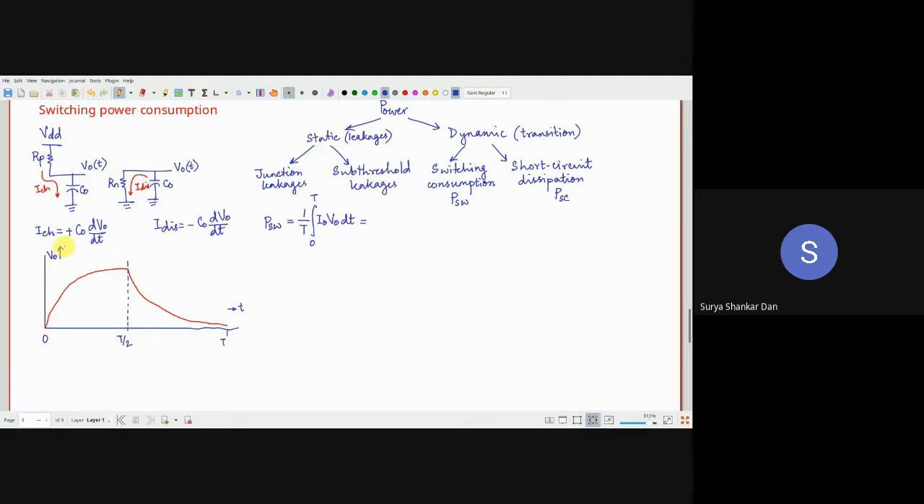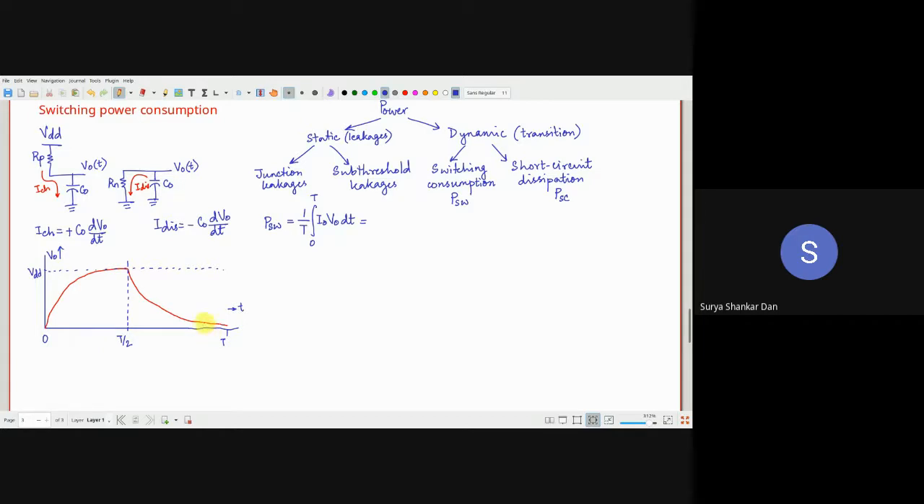All right, now this is your VDD. The same diagram which we kind of coded in Python last time. Okay, so now notice that we are trying to calculate the switching power for the entire duration of 0 to capital T, that is one time period.